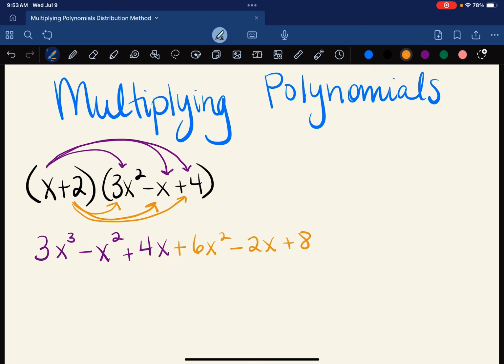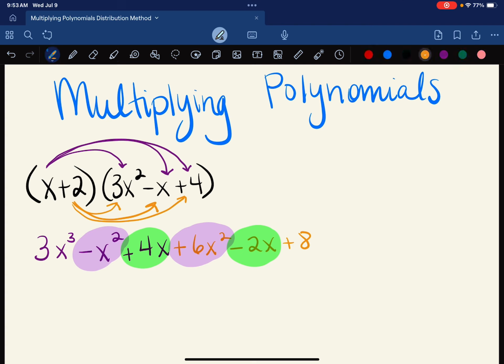We're looking for any term that has the exact same variable and the same exponent. So I typically teach my students to highlight, or underline, circle, whatever it is, our like terms. So I have a minus x squared here, and I also have a plus 6x squared. And then if I continue looking through my terms here, I see that I have a plus 4x and a minus 2x. So I've highlighted our like terms.